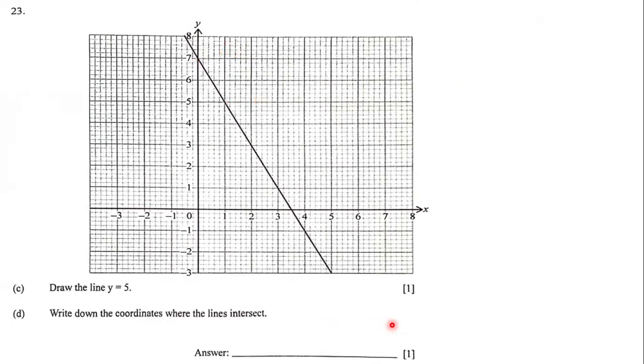Next, they want us to draw the line y is equal to 5. Now the line y is equal to 5 is just a horizontal line that crosses the y-axis at 5. And so that's how we draw the line y is equal to 5. Now they want us to write down the coordinates where the lines intersect. And the lines intersect right here. That's the point (1, 5). And so that's where the lines intersect, at (1, 5).